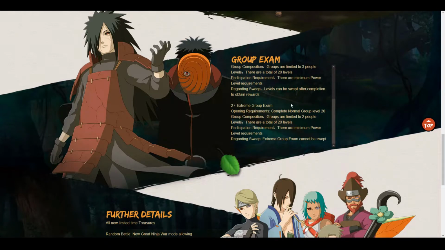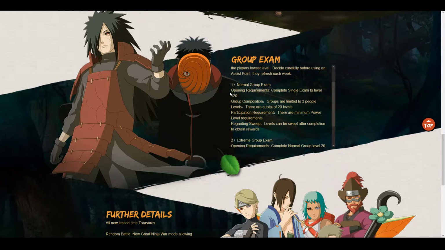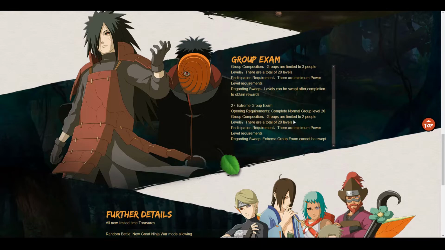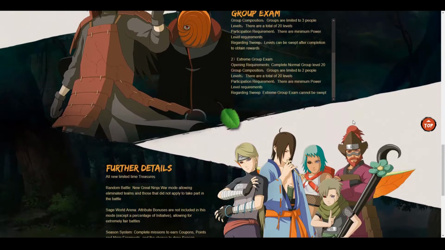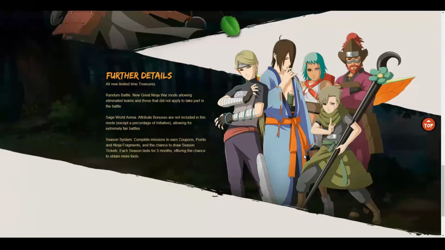Regarding sweeps, levels can be swept after completion to obtain rewards. Then there is the extreme group exam. Opening requirements, complete normal group exam level 20, and then your group composition will be limited to 2 people. There are a total of 20 levels. There are minimum power level requirements, and regarding sweeps, extreme group exams cannot be swept. Very interesting. I'm not sure what kind of rewards are in here, but since extreme group exams will need to be completed every time, it might be a bit tedious, but there should be an auto fight option at the very least.